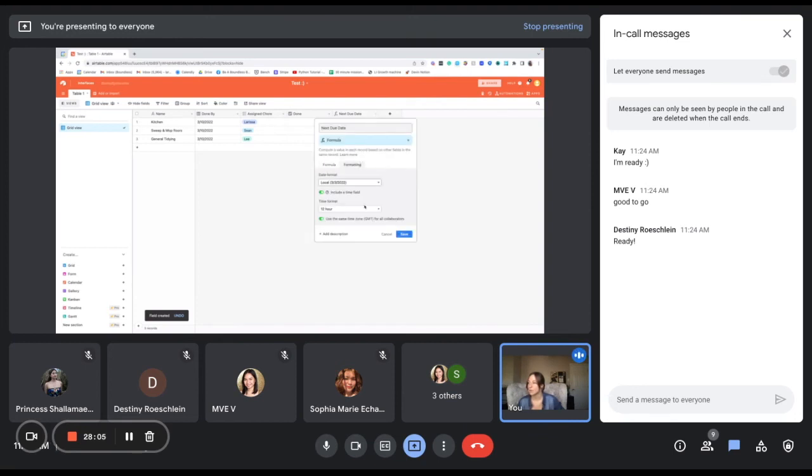I personally am going to take out the time field. So we're not going to include a time field, and we can set the formatting and everything up here. So let's say we want to have it really easy to see March 16th is the next due date.